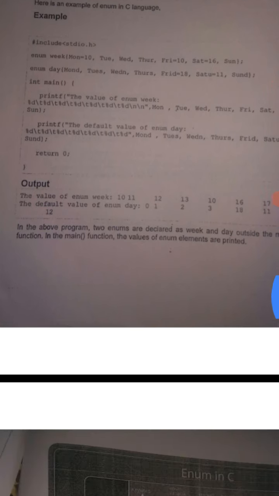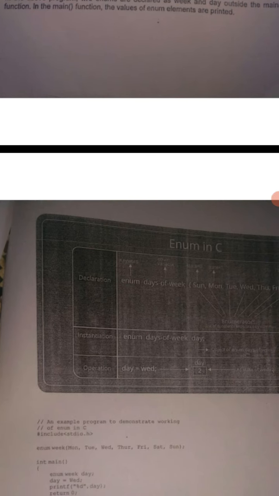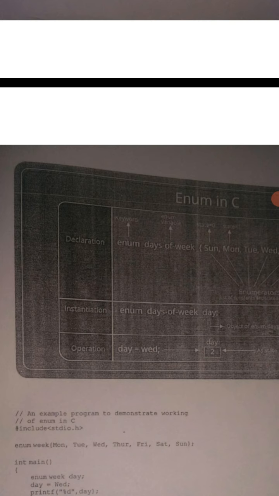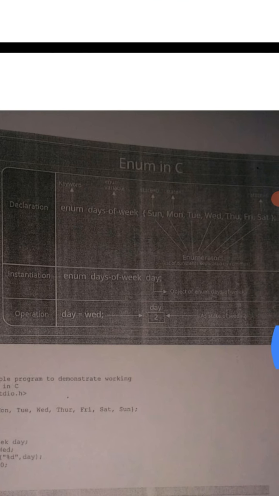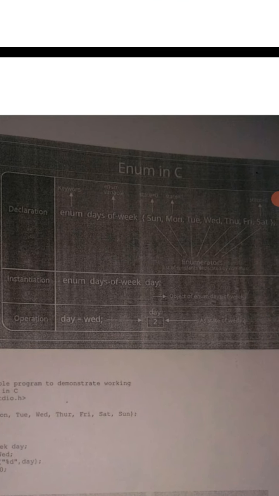The next is enum declaration in C. enum days_of_week { Sunday, Monday, Tuesday, Wednesday, Thursday, Friday, Saturday }; Sunday, Monday, Tuesday, Wednesday, Thursday, Friday, Saturday are the enumerators and enum is a keyword. days_of_week is the enum variable.